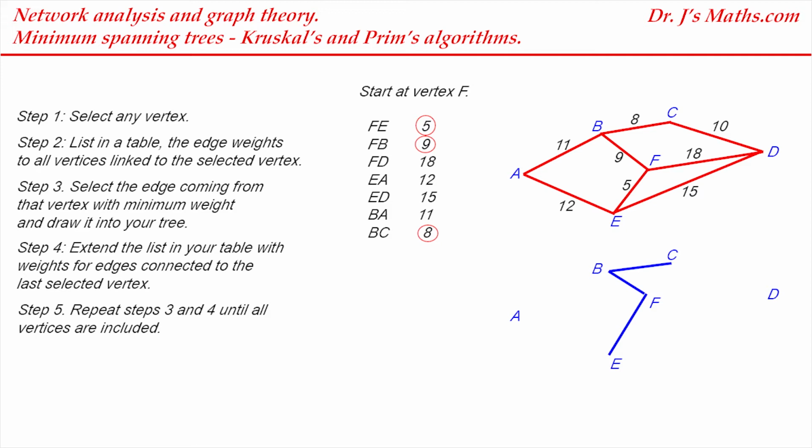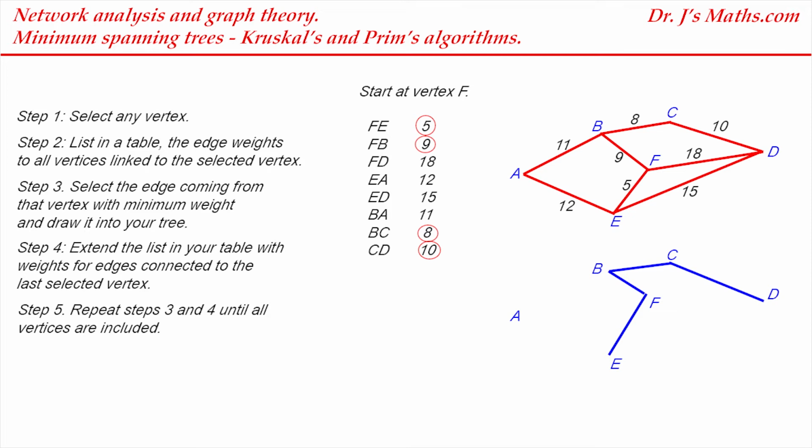So now I've got to look at the edges that come from C. Well, CB is already there, so the new one is CD. So I put that into my table with a weight of 10, and then look across my table to say which is the lowest not circled number. So it's CD of 10, so I put a circle around 10 and add the CD edge to my diagram.